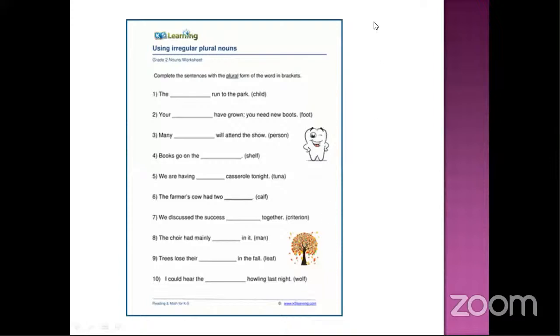Okay, can you do it quickly? Can you fill the blanks using the plural form? Okay, then shall we discuss the answer?